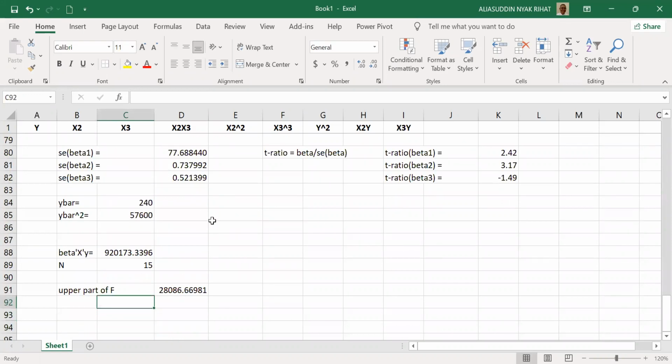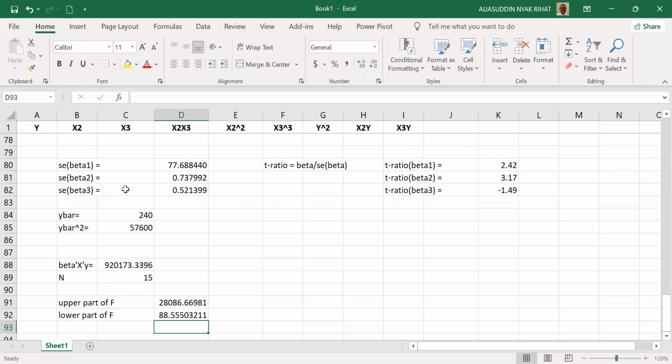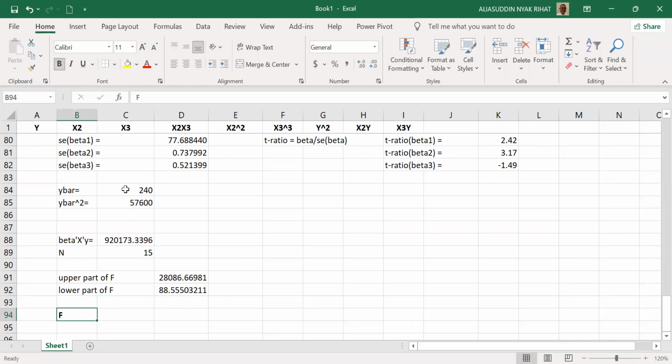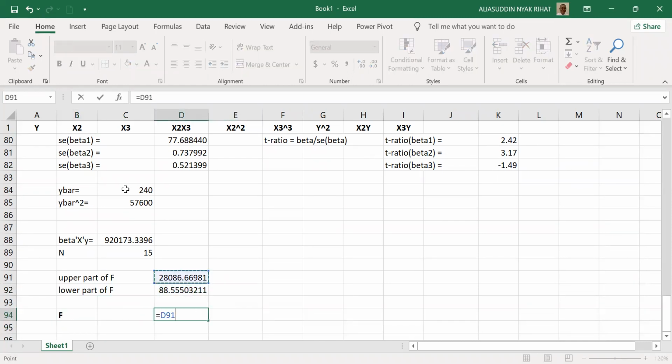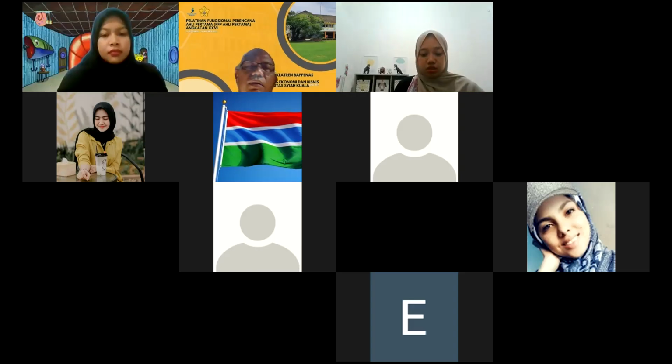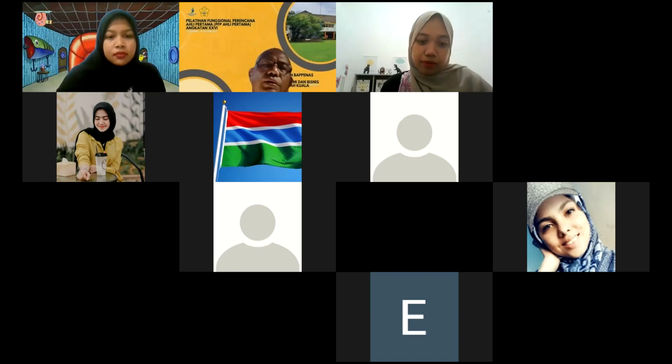Okay, this means the lower part of F is equal to this one. This means the F statistic is equal to this one divided by this one. Okay, we have this F statistic. This is how to calculate the parameters and the statistics of a multiple regression model using the matrix approach.